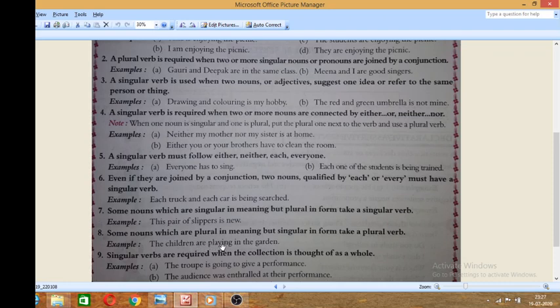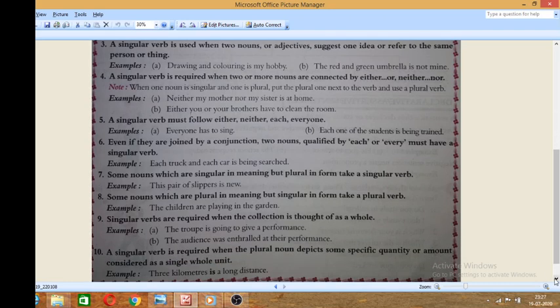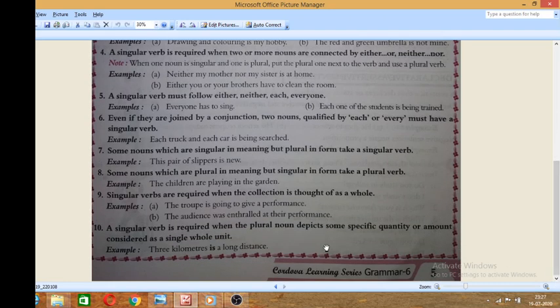Next, singular verbs are required when the collection is thought of as a whole. The troupe is going to give a performance. Here the collection is thought of, the troupe, here the collection is thought of as a whole, that is why a singular verb has been used. The audience also, okay.